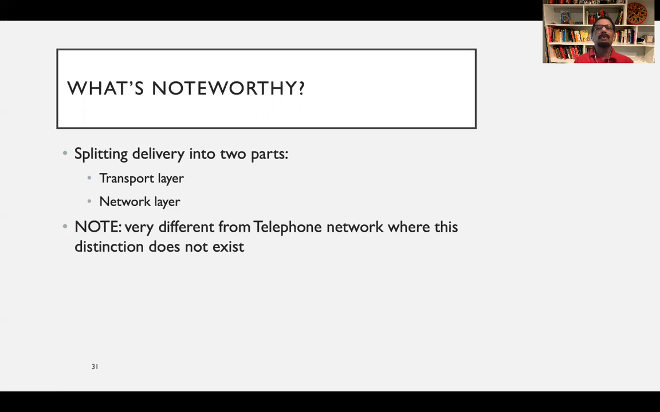I wanted to make a quick point going back to the telephone network. The telephone network doesn't have the distinction between transport and the network layer. This is a new idea and thought process when the TCP/IP architecture was done, going back to the work that Bob Kahn and Vint Cerf actually did, right?